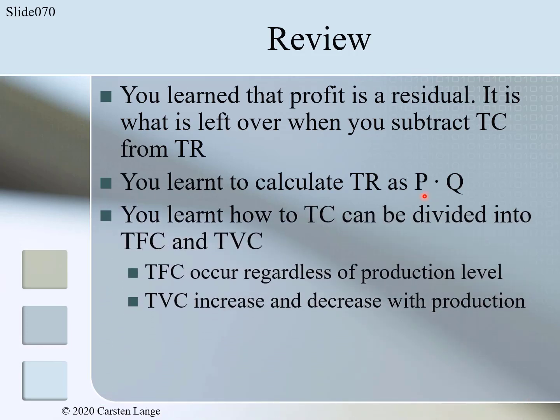You learned how to split total cost into total fixed cost and total variable cost. Total fixed costs occur regardless of production level. If you produce little, if you produce much, or even if you don't produce at all, total fixed cost will always be the same. In contrast, total variable cost increases and decreases with production. These are costs for material, labor, or energy. The more you produce, the higher these costs will be. The less you produce, the lower these costs will be. If you don't produce at all, total variable cost will be 0.